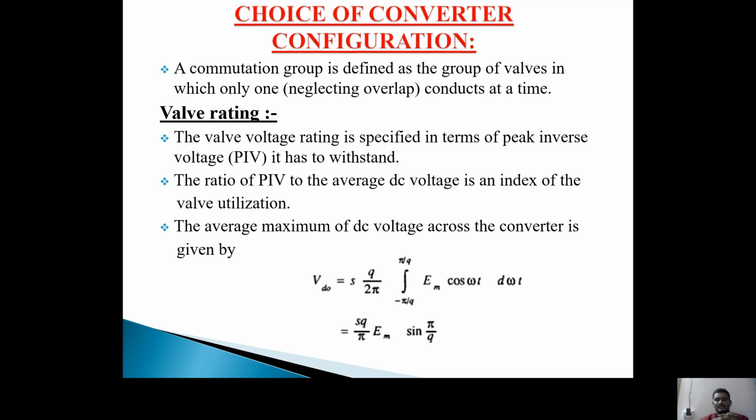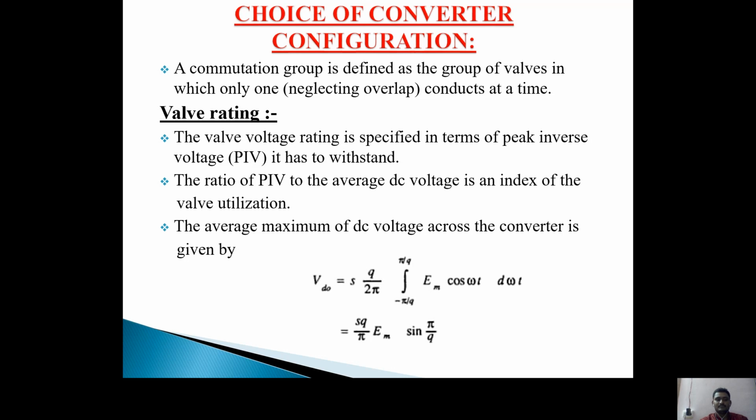For that I am taking Vdc = S × (Q/2π) ∫ from −π/Q to +π/Q of Em cos ωt d(ωt). From this I am writing that it is equal to S × (Q/π) × Em sin(π/Q). After solving the above equation we get this expression: Vdc = (SQ/π) Em sin(π/Q). This is the average maximum DC voltage across the converter.